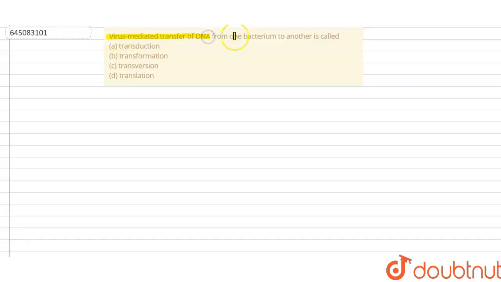Hello students, so let's read the question. Virus-mediated transfer of DNA from one bacterium to another bacterium is basically called as what? Okay, so they are saying if viruses are associated with the transfer of DNA from one bacterium into another, that process is known as what? Option A, transduction. Option B, transformation. Option C, transversion. And option D, translation.